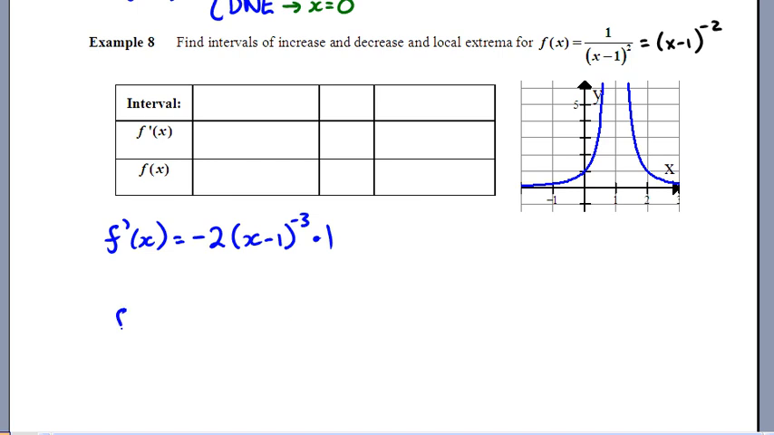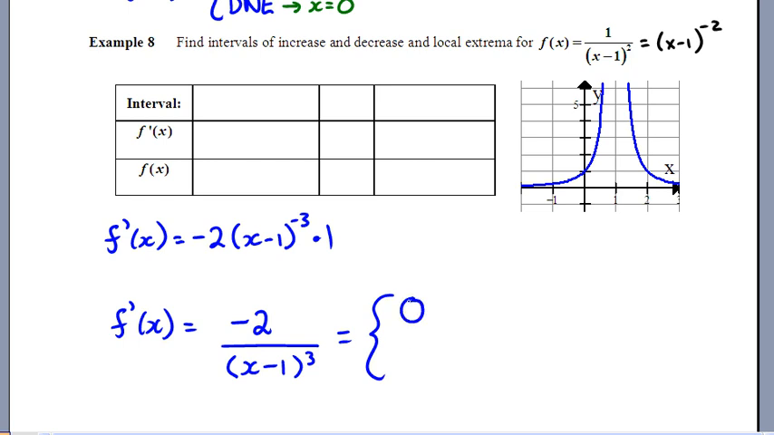And I can rewrite that. Just clean this up here a little bit. Got a -2 up in the numerator. And then down on the bottom, we have an x minus 1 cubed. Okay, and I'm wondering, here's my usual game. Could I make that 0? Or could I make it does not exist?